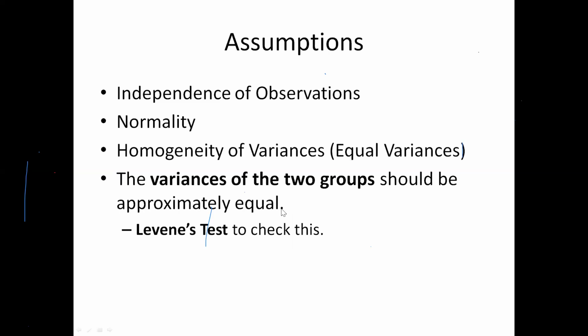If it is equal, we will go with the Student t-test. If it is unequal, we will check it with Levene's test, and if the variances are not equal, a correction is required, which is called Welch correction. That we will see in our Jamovi exercise. How to do this correction is very simple. No need to struggle much. So this thing we have to check whenever we apply the Student t-test.